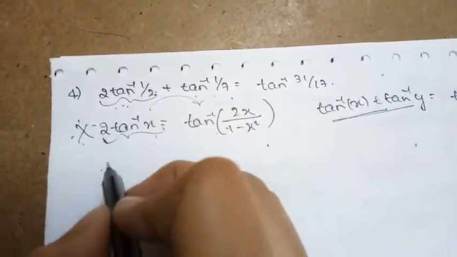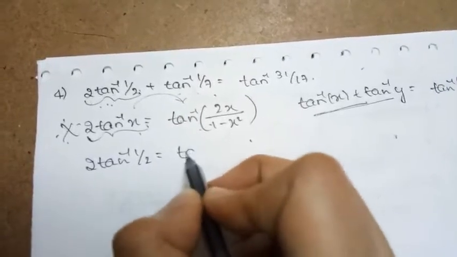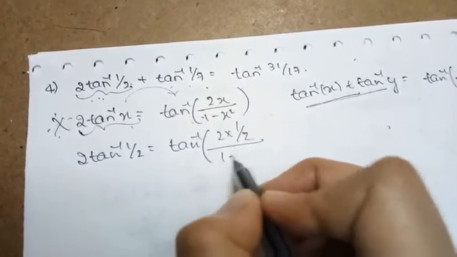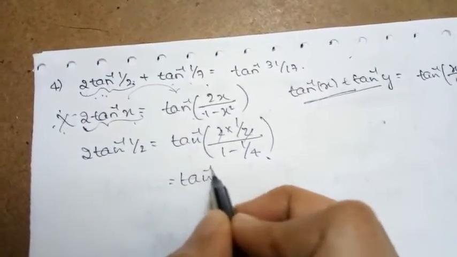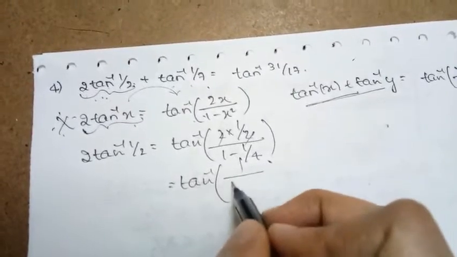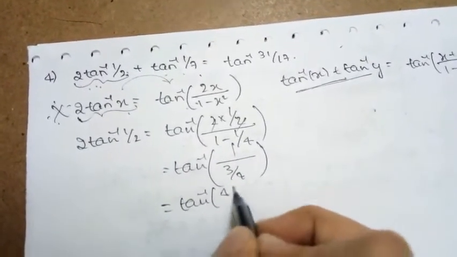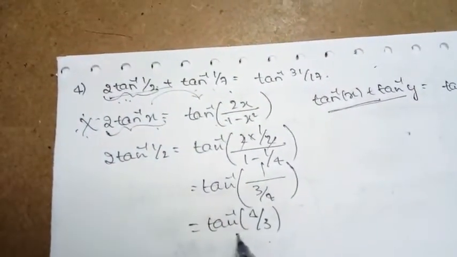So what happens? 2 tan inverse 1/2 is equal to tan inverse of (2 × 1/2) divided by (1 - 1/4). 2 gets cancelled. What happens? Tan inverse of 1 divided by 3/4, which is nothing but tan inverse of 4/3. So 2 tan inverse 1/2 is nothing but tan inverse 4/3.